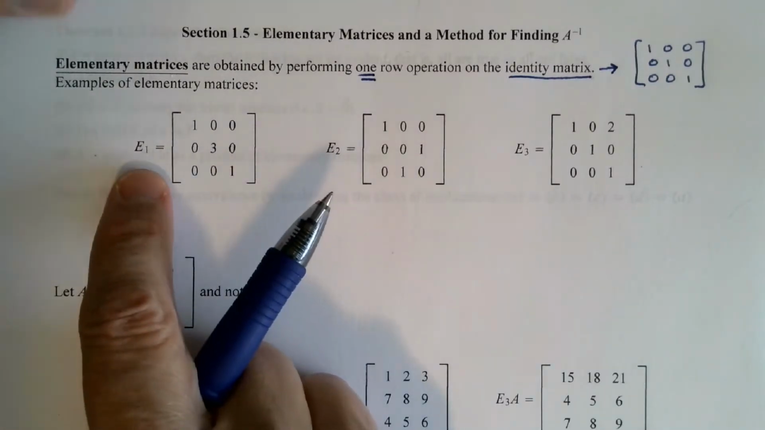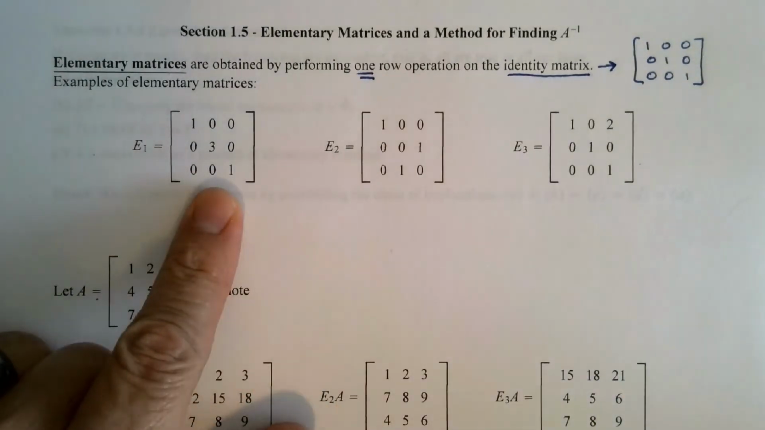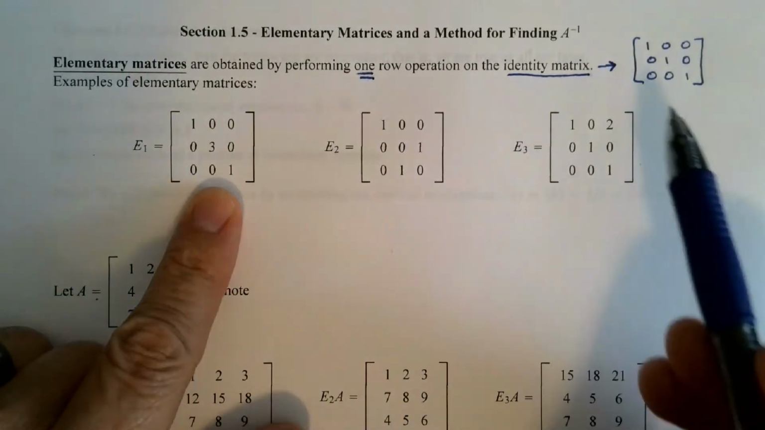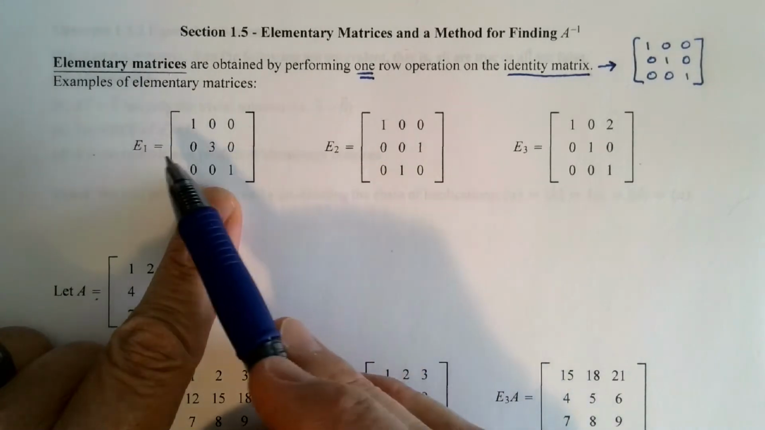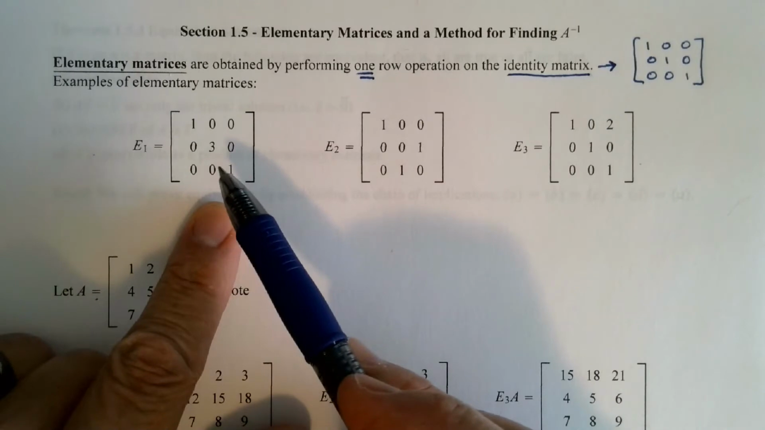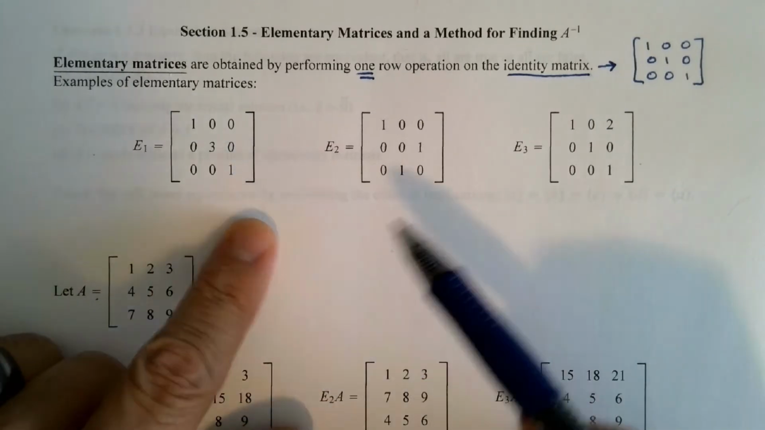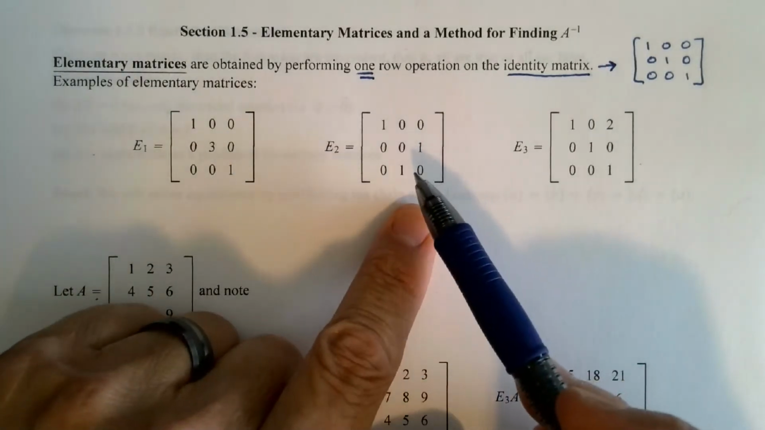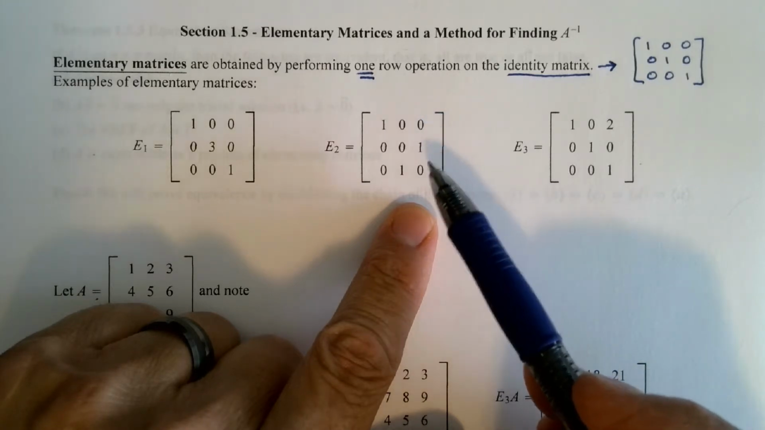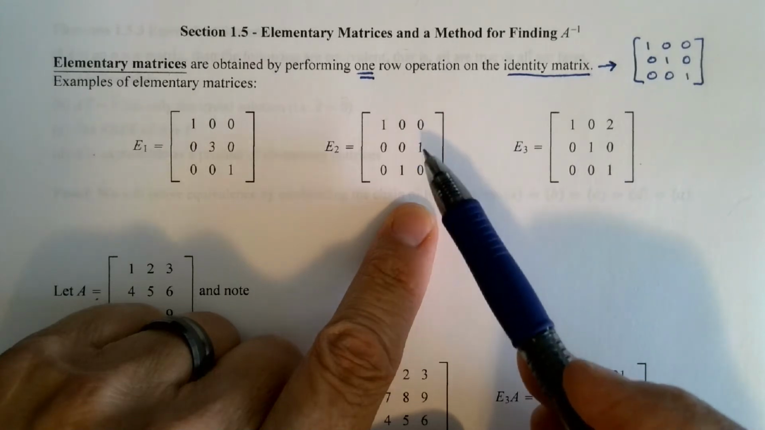How was this one obtained from the identity matrix? What row operation was done? Well, clearly, row 2 was multiplied by 3. We did that row operation where we multiply a row by a non-zero constant, right? And we obtain this matrix, so this matrix is elementary. How did this matrix come about from the identity matrix? If you think about it, we interchanged rows 2 and 3. Row 1 is the same as the original. Rows 2 and 3 were interchanged.